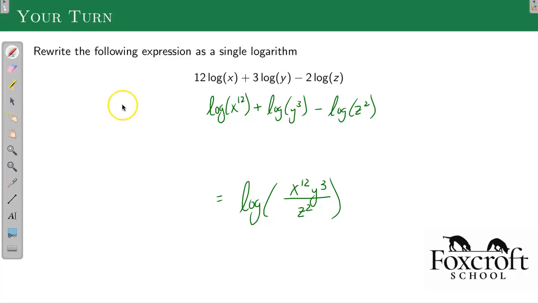And here's the answer that I come up with. So when I have these single logs, I take all these numbers and put them in as exponents using that rule. And then these two terms are positive. So the x to the 12th and y cubed are going to end up on the top of my fraction. And then this term is negative. So the thing on the end of that, z squared, is going to end up on the bottom of the fraction. All right, so that's the way you can save yourself a little bit of time rather than going through every single individual step.